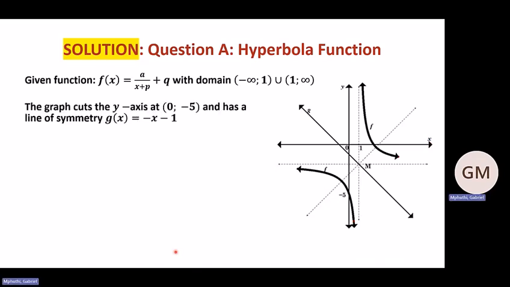Now, we are also told that the graph cuts the y-axis at (0, -5). So what does this mean? This means we have our y-intercept, which is (0, -5). And also our function has a line of symmetry, g, which is y = -x - 1. So yes, it's slanting downward, because our gradient is negative for that line.